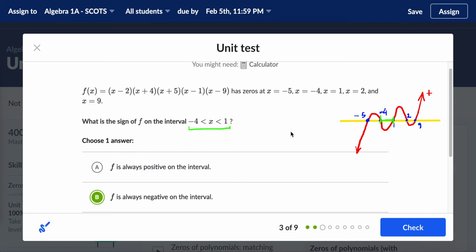The same method can be used to determine increasing and decreasing.